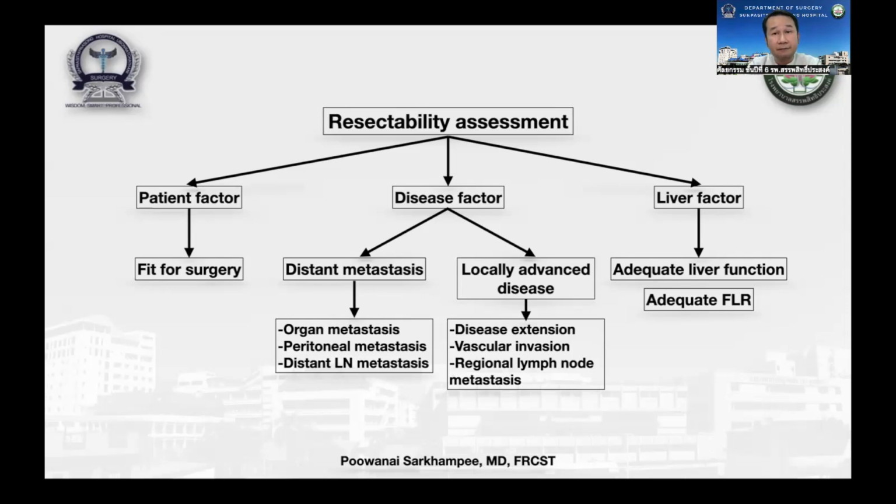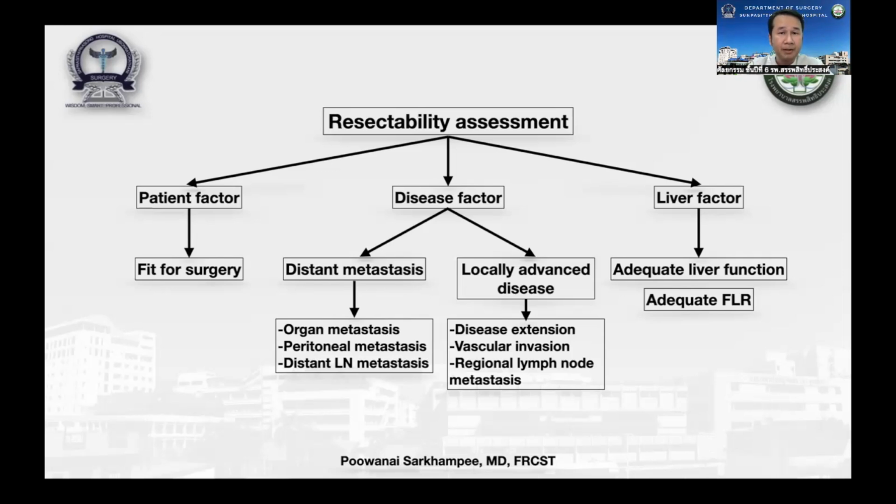After that, if the patient is fit for surgery, we will look at disease factors. Okay, I divide disease factors into two categories: distant metastasis and local regional disease. Okay, for distant metastasis, we will look at organ metastasis, peritoneal metastasis, and lymph node metastasis. For organ metastasis, we will look at lung metastasis, liver metastasis, or not, something like that. Okay, but there are some debatable issues about distant metastasis because surgical resection is the only way to try to cure the patients. There's no effective adjuvant treatment or systemic treatment for patients with perihilar cholangiocarcinoma.